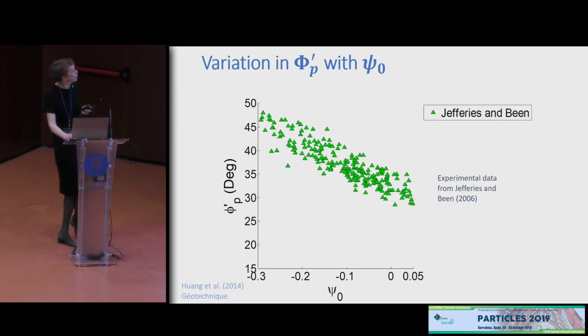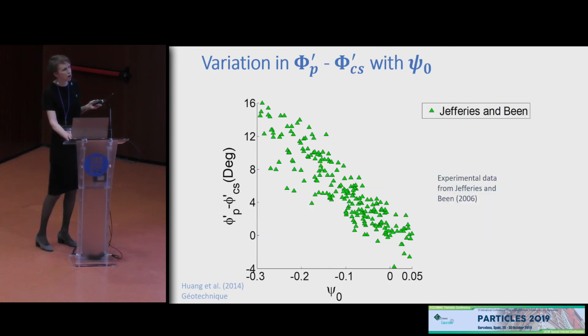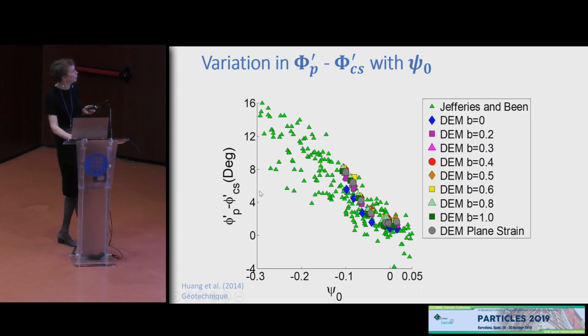And when we do this and we plot our peak angle of shearing resistance against our initial state parameter, our data lie below Jeffries and Bean's database. And that's not surprising, because in this case, we ran DEM simulations for years. However, if we look at all of the correlations that Jeffries and Bean put together, we can actually see that our model is in quite good agreement. For example, if we look at the difference between our peak and critical state strengths, and we compare this with our initial state parameter.